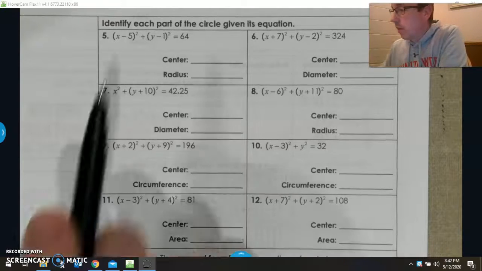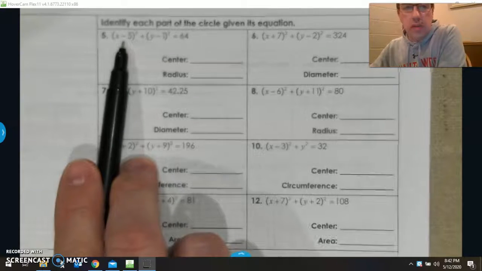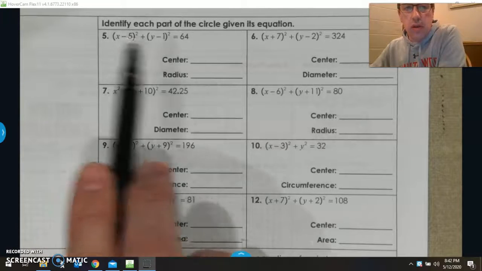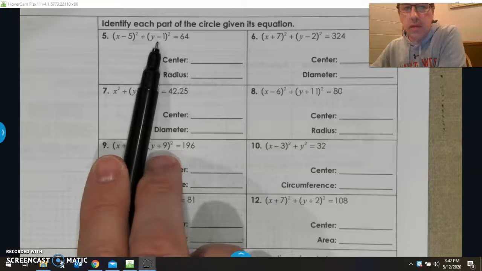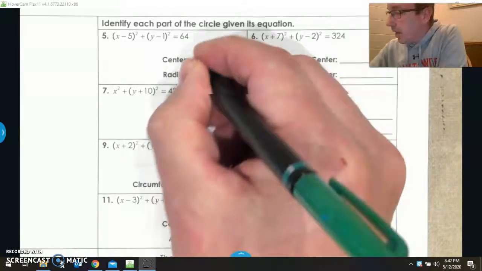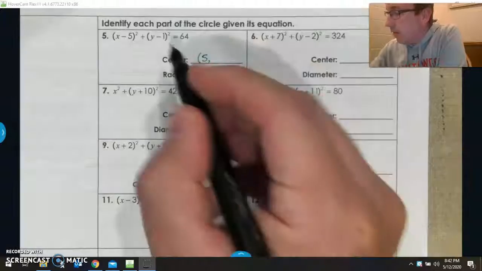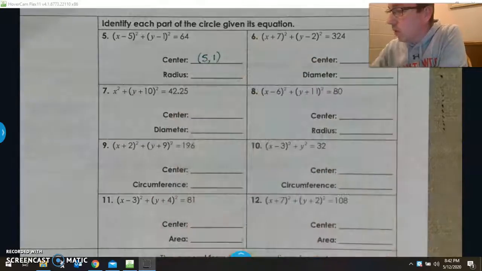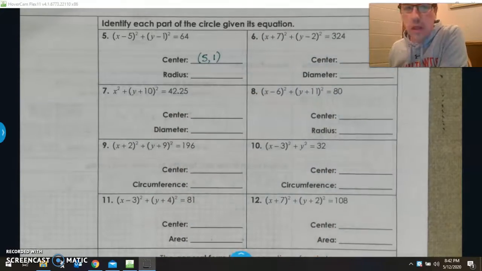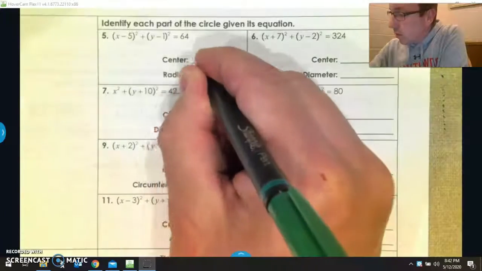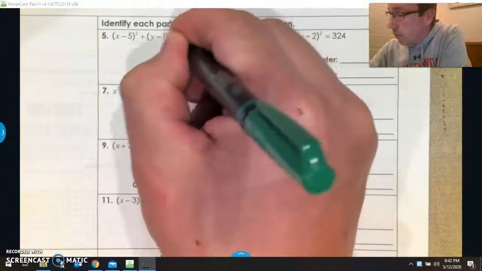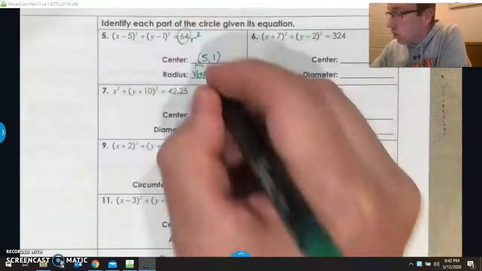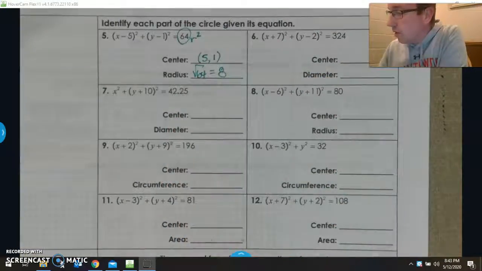the center, remember, is always going to be the opposite of whatever this number is here. That's our x-coordinate, and it's going to be the opposite of whatever this number is here. So the opposite of -5 is +5. The opposite of -1 is +1. So my center is going to be 5, 1. My radius will be the square root of 64, because remember, this is equal to r squared. Square root of 64 is 8.